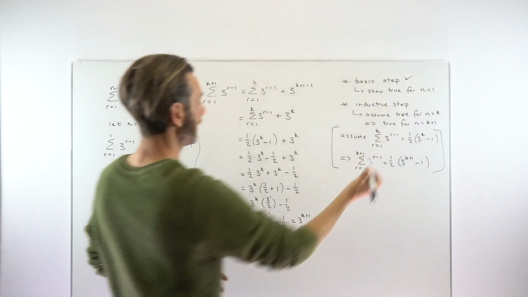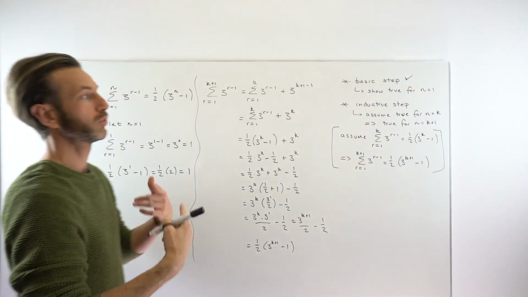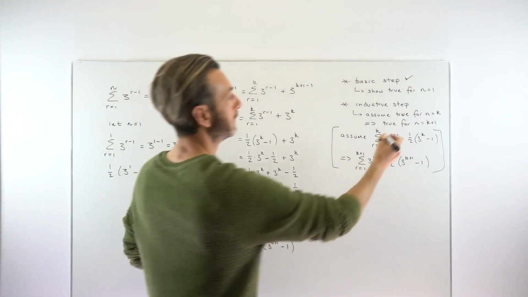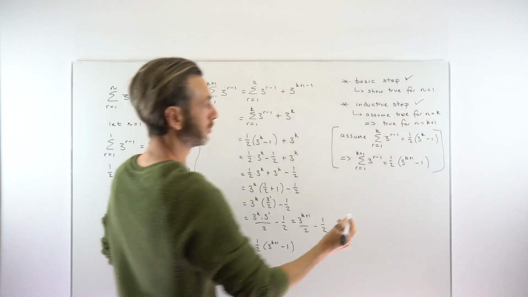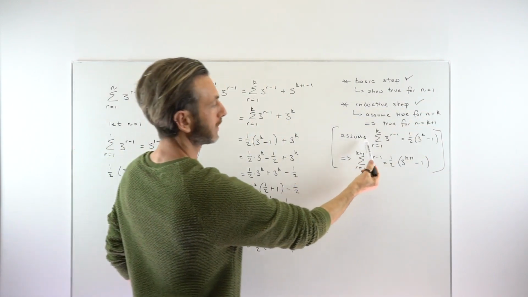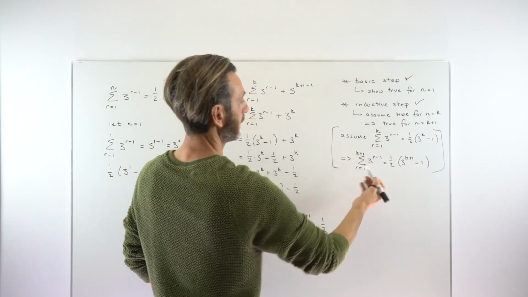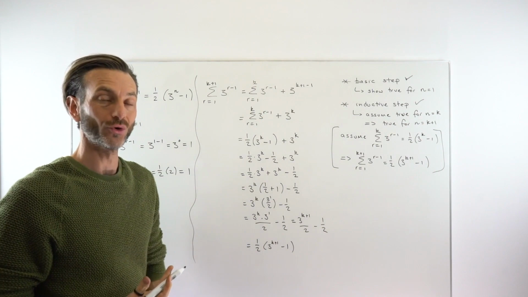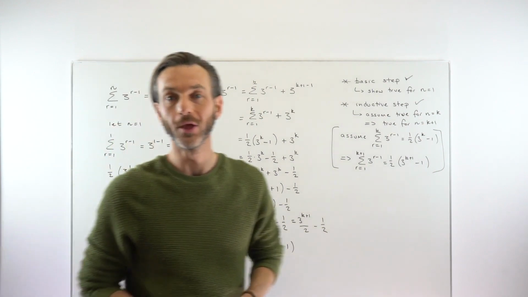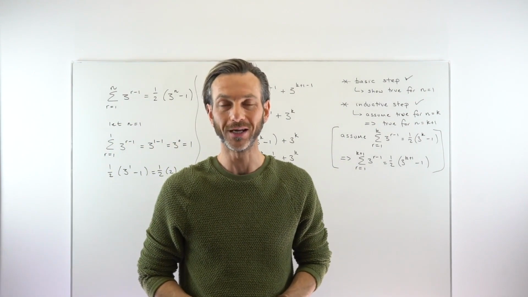We did the basic step over here, that trivial step, proving that the first case was true. And in the inductive step, we've now just proven that if we can assume that the general kth case is true, that implies that the next case, the k plus 1th case, is also true. And that completes the proof by induction for that particular result.